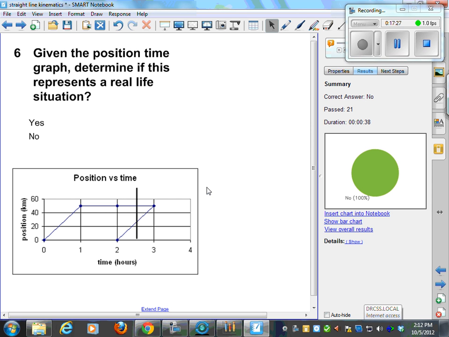I just want to point out that position and time has to be a function, because if it's not a function, then that means that you are in 2 places at the same time. It's humanly impossible. So position is always a function of time.